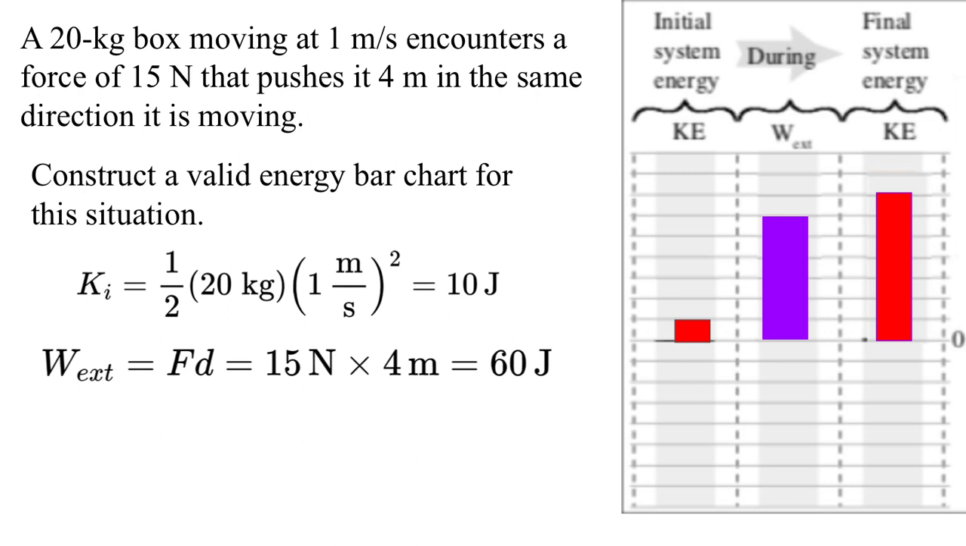Here we say, well, the initial kinetic energy is 1/2 times the mass times the speed squared, which is 10 joules. And the work done by this external force, since it's pushing in the same direction, is the distance times the force. So it does 60.